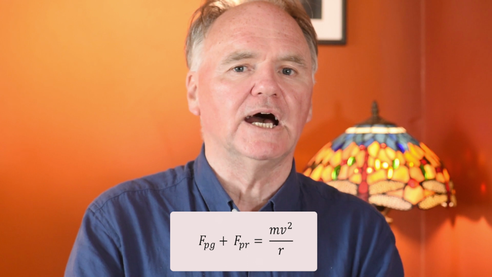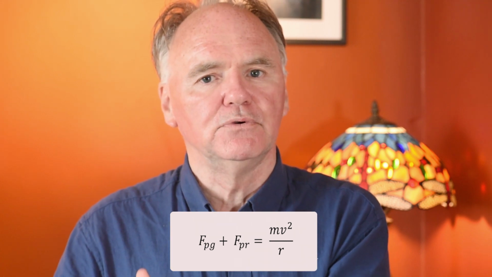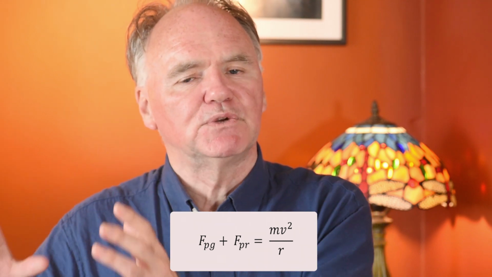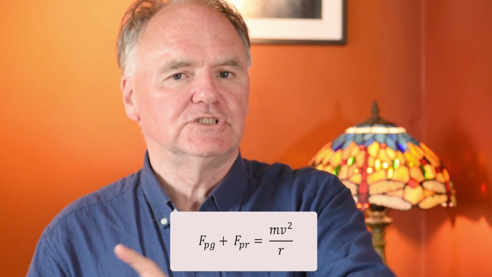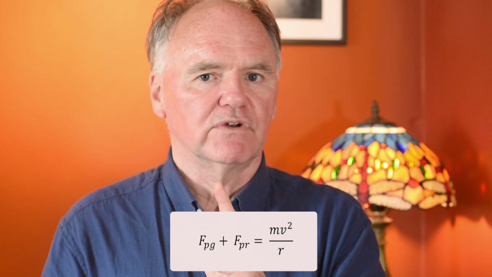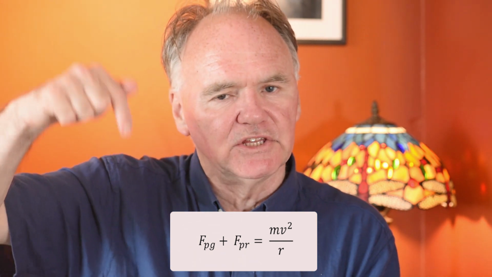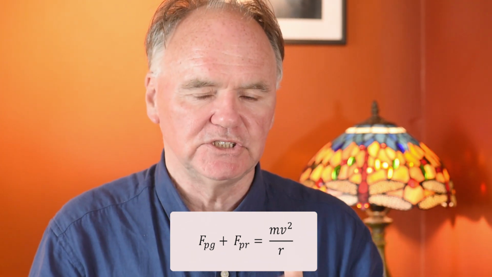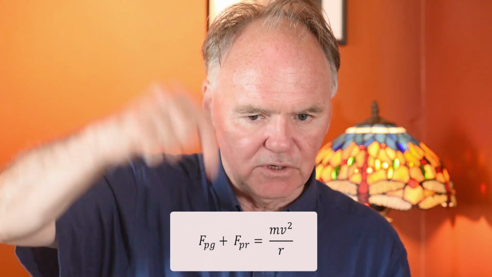But we do know what they add up to. They add up to mv squared over r. And since it's going in a circle, mv squared over r has to be pointing towards the centre of that circle, and since we're at position A here, that's directly downwards.